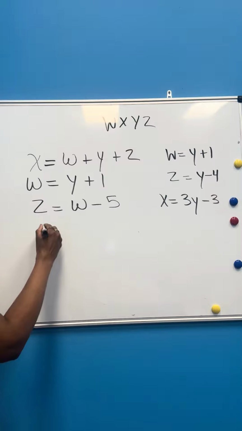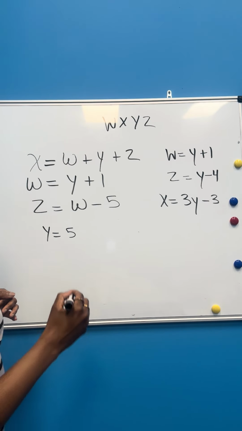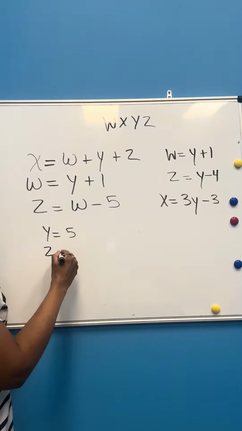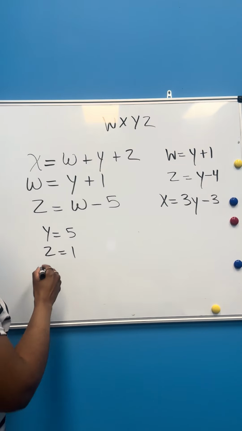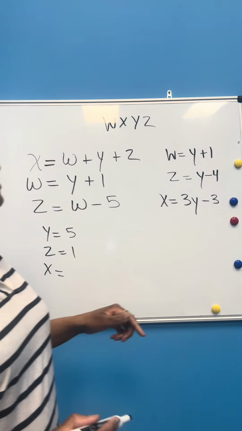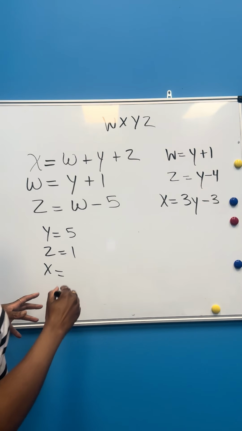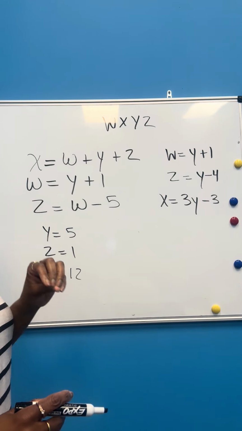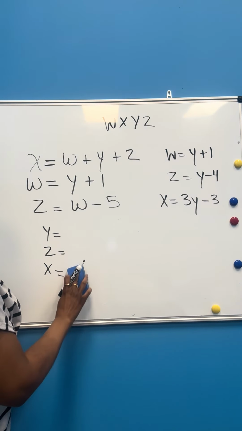So let's say y equals 5. If y equals 5, then z would be 1, so we could start with that. And x would be, if we plug in 3 times 5 is 15, 15 minus 3 is 12, so that would be a problem because x would be 12, and it has to be a number 0 to 9. So this does not work. So let's try y equals 4.